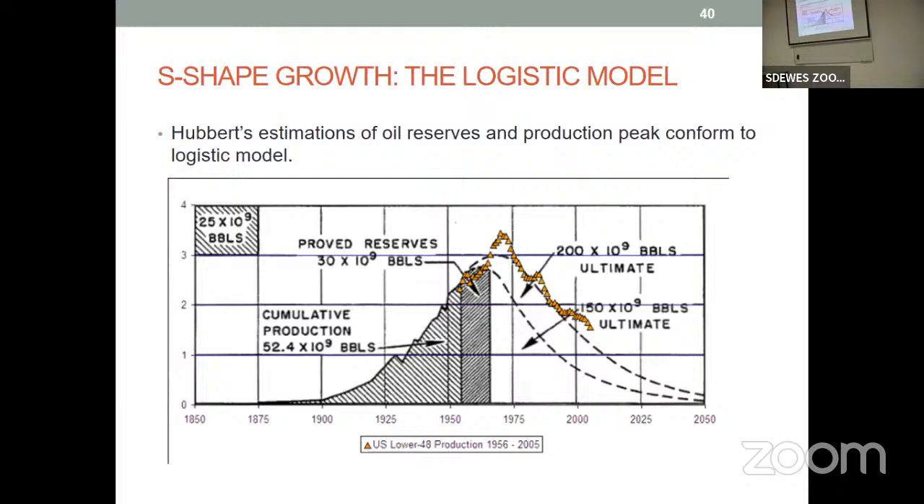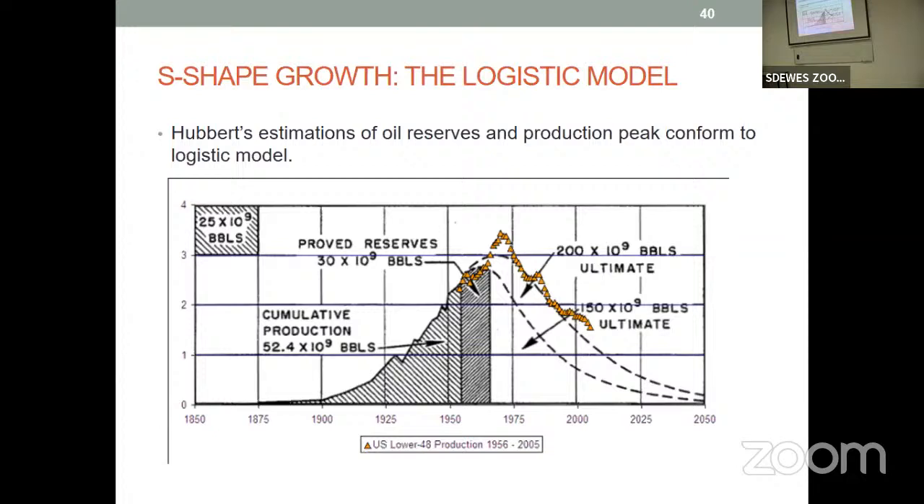This is also a classical example. Obviously, nobody knows exactly how the curve is going to evolve, but it has been used to model sometimes the peak oil, natural gas peak, sorry, or even any material peak.